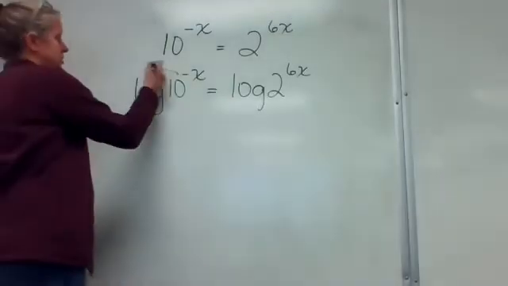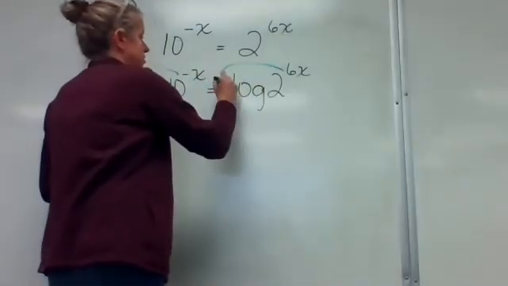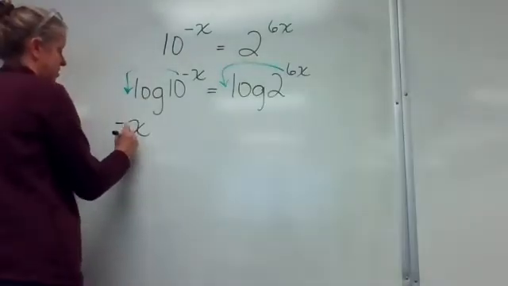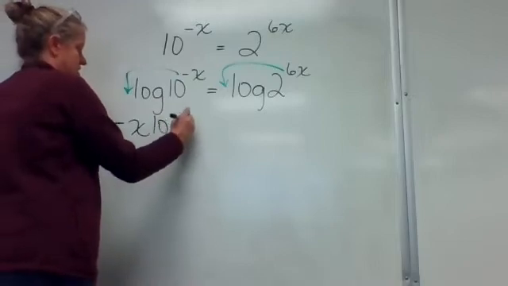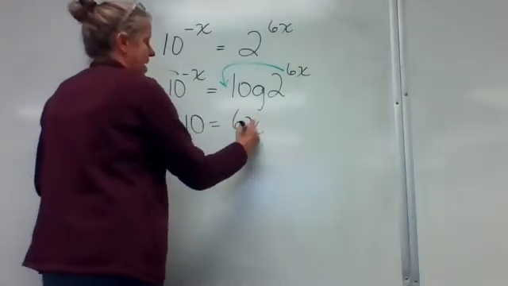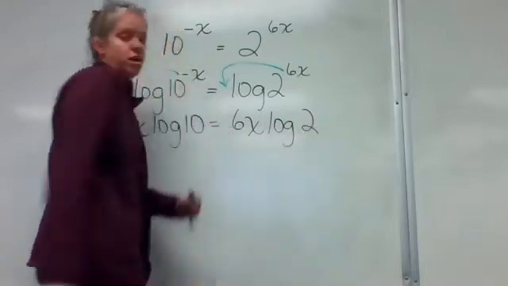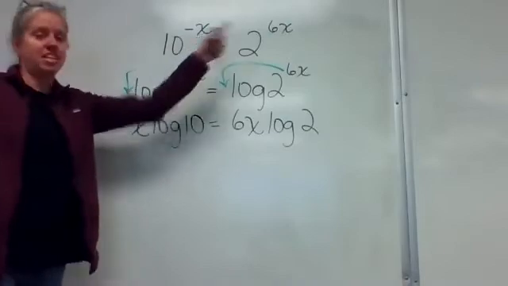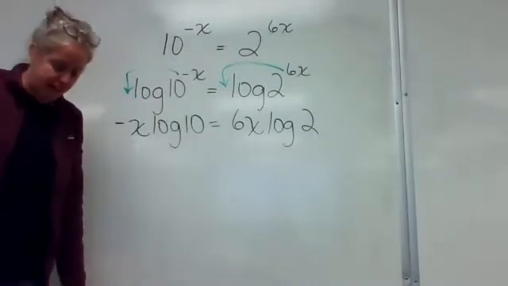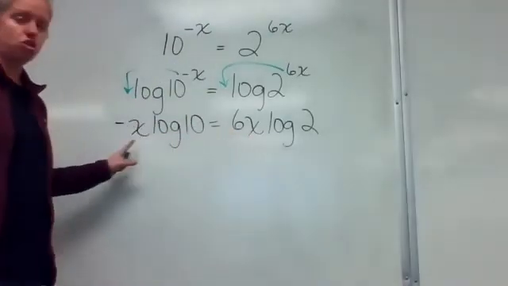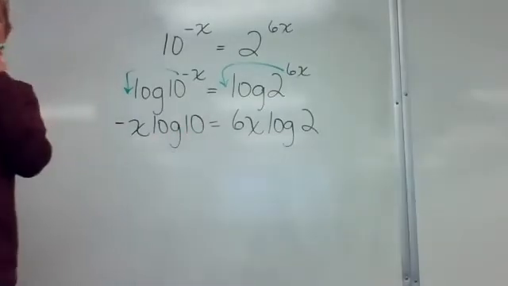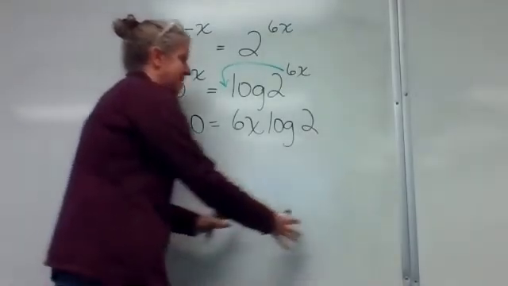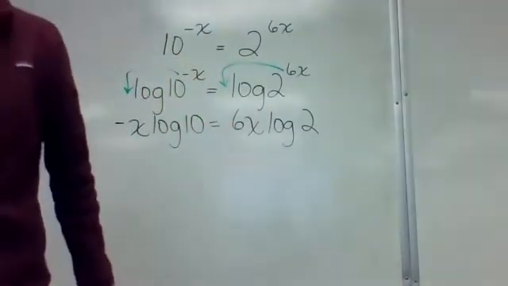So now I can bring my exponents down. So now I have negative x log 10 equals 6x log 2. Now, something we haven't seen. The whole point is to figure out what the x is. Okay? I have x's in 2 separate terms, even on 2 separate sides of the equation. Okay? If that's the case, you want to put these x's on the same side as each other.